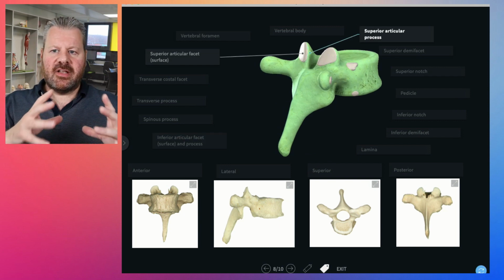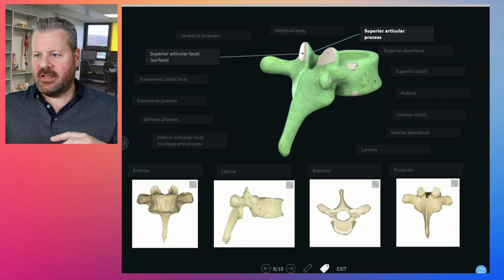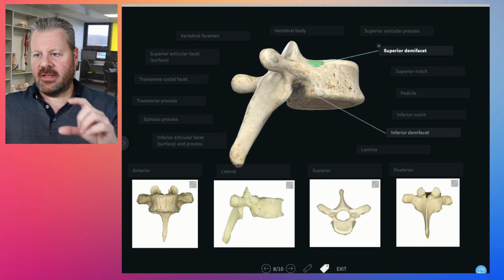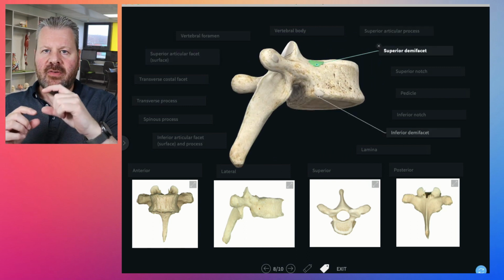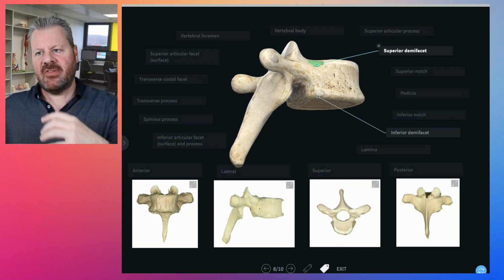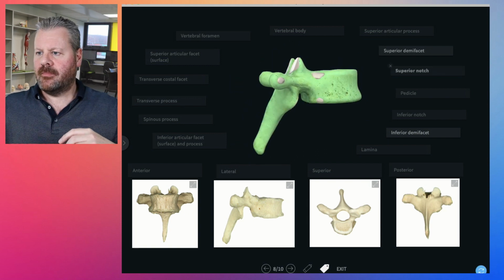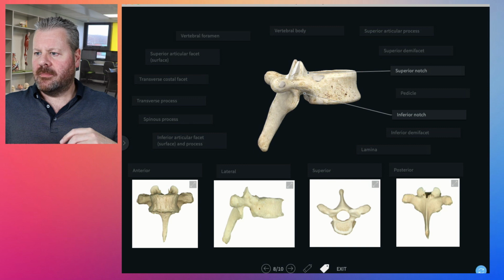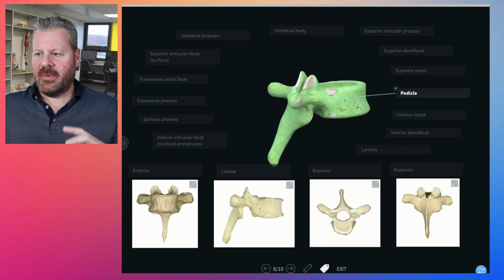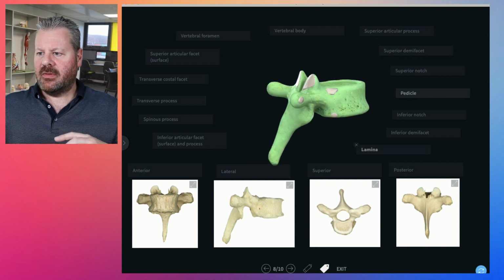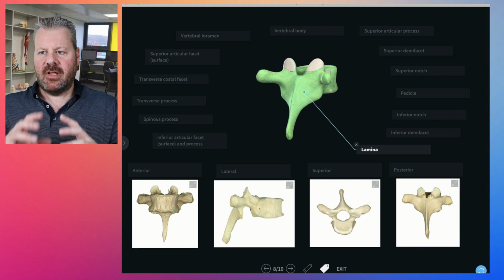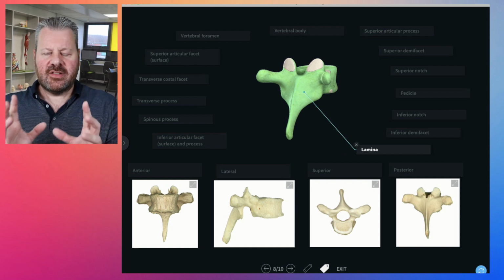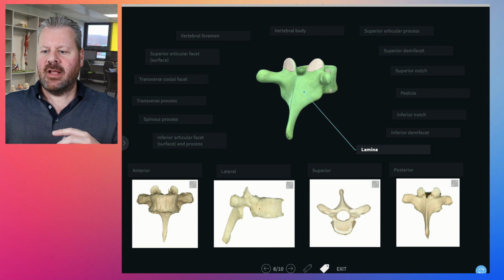The superior articulating facet has a process it's attached to, and then as we sit here, this is where the vertebral bodies articulate, and these are called the demifacets. Again, we have the pedicle and we have the lamina. Just in the thoracic spine, they're just a slightly different shape, but they exist nevertheless.